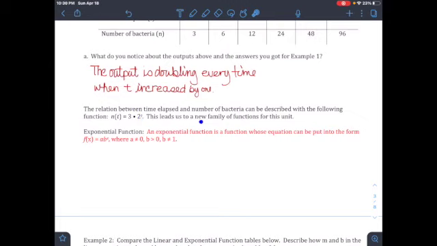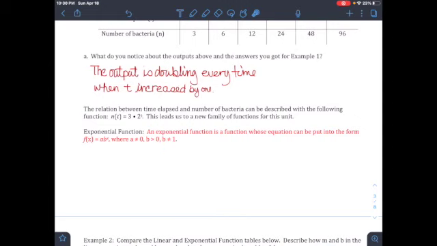This leads us to a new family of functions for this unit. That's called the exponential function. The definition is: an exponential function is a function whose equation can be put into the form f of x equals a times b to the x, where x is the exponent. Here a cannot equal 0, and b has to be greater than 0, and b cannot equal 1.